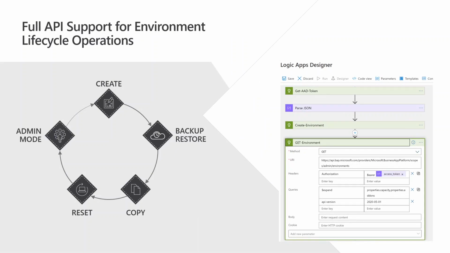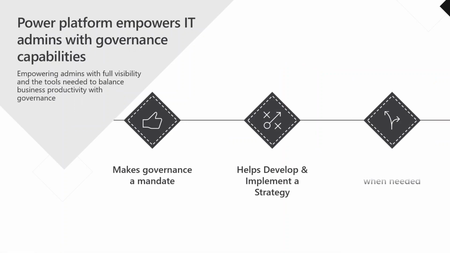There's full API support for environment lifecycle operations. So creating environments, backing up, copying, reset, and removing environments as well. I believe that's in Logic Apps though. Yep. So you'd create a Logic App to do the API itself. This is quite technical. You'd need to engage a developer to do that for you. And I'm pretty sure a lot of this stuff is actually covered in the Power Automate connector now as well. So these tools, the PowerShell and the Power Platform admin connectors, they make this stuff easier to do.